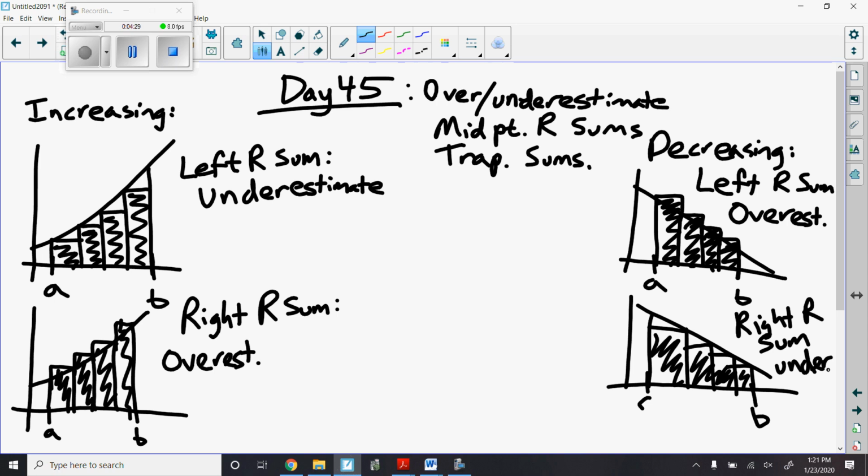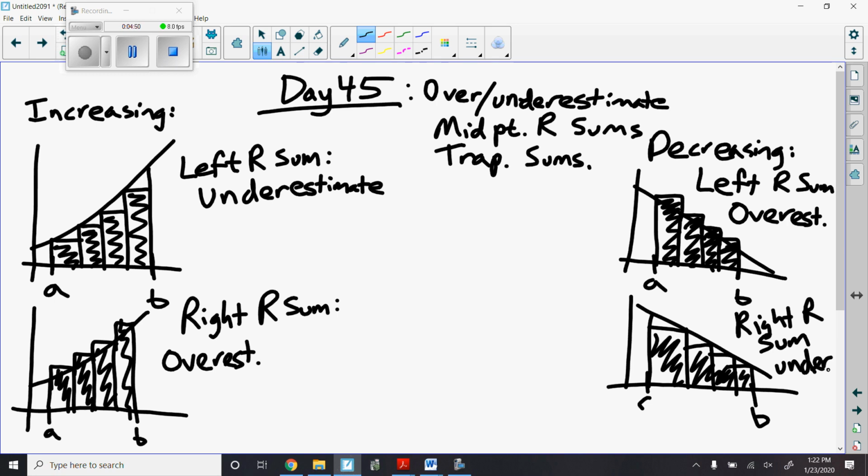So when we look at these in tables, they're going to tell you whether or not the function is increasing or decreasing. I just like to do a little quick sketch like that just to remind myself, is this an over or an underestimate? Because there's no rule about left always being under or over, right? Left and rights can both be over and underestimate. It depends on whether or not the function is increasing or decreasing.